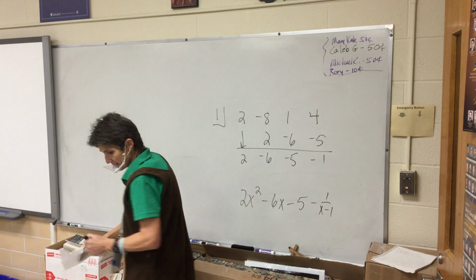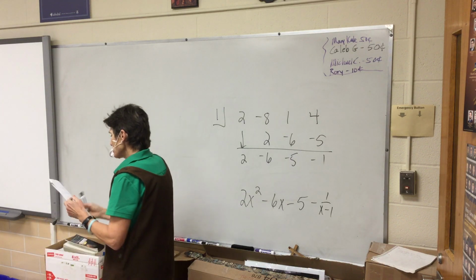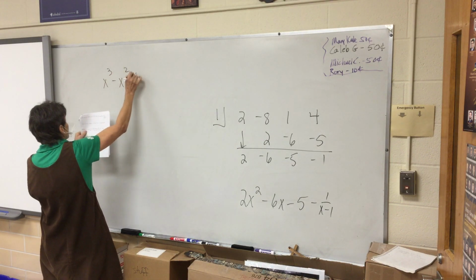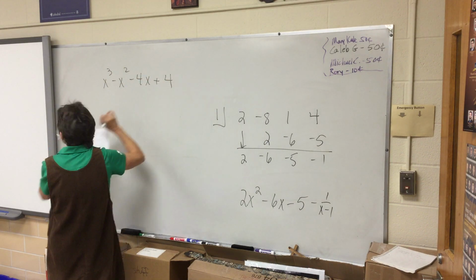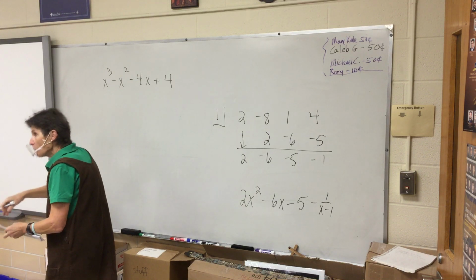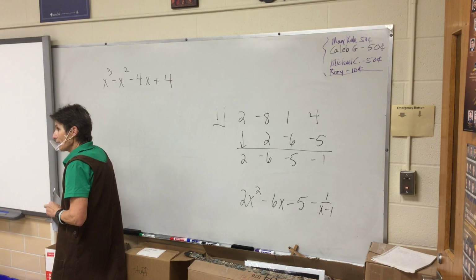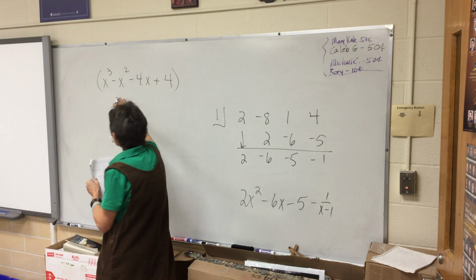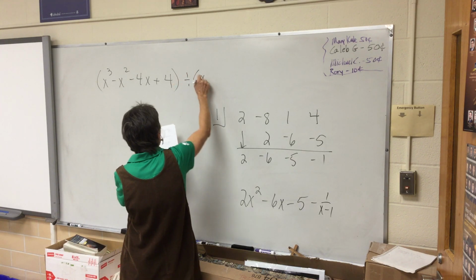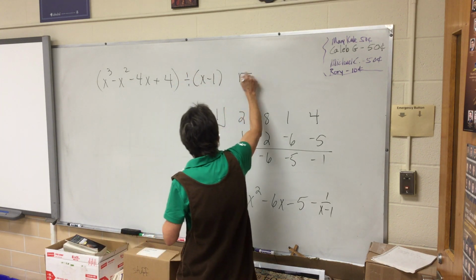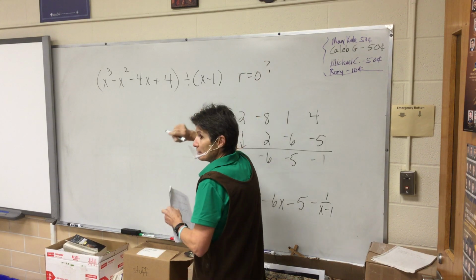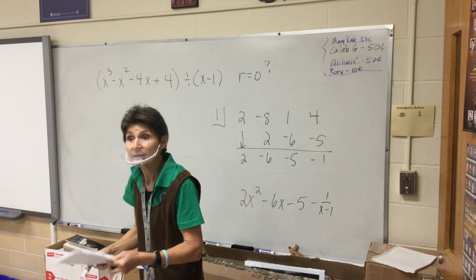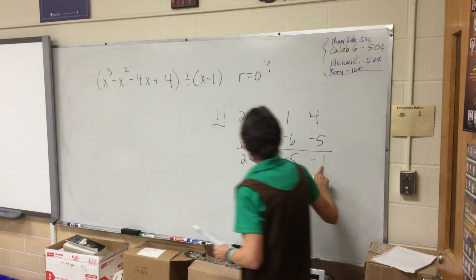And the question is, is x minus 1 a factor of this polynomial? Now we have to find a 0. Now we want to know if we get a 0 or not. That's exactly right. Because if it's a factor, when we divide by x minus 1, we should get a remainder of 0, right? So that's the question. It says, is this a factor? Well, if it is, we'll get a 0 in this spot.